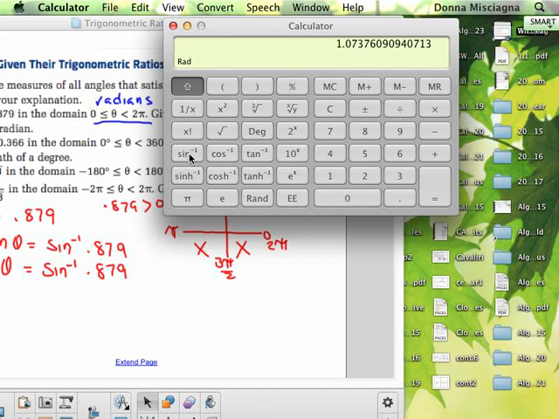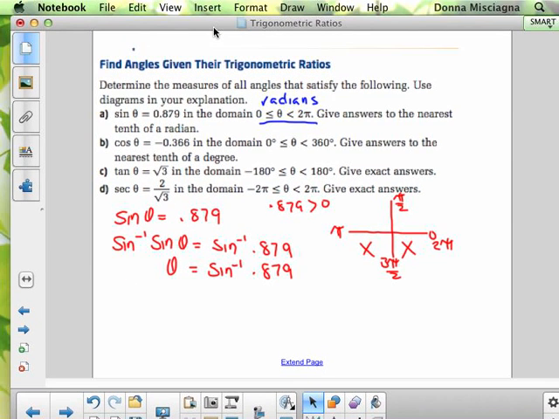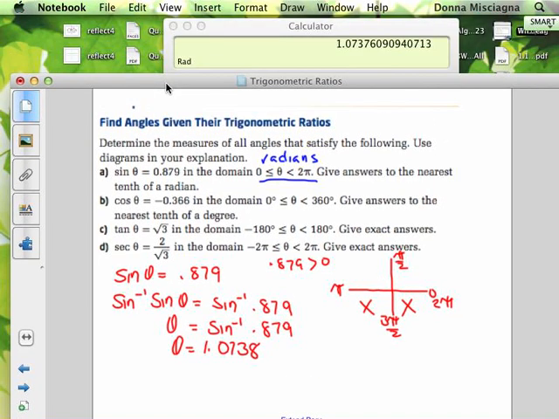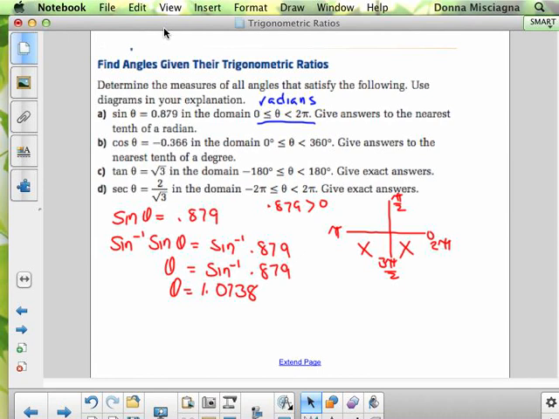1.074 radians. Oh, I said 4 decimals, 1.0738. All right, so theta here is 1.0738. All right. So it'd be nicer, right, if it had pi's when we're trying to figure out where it belongs.